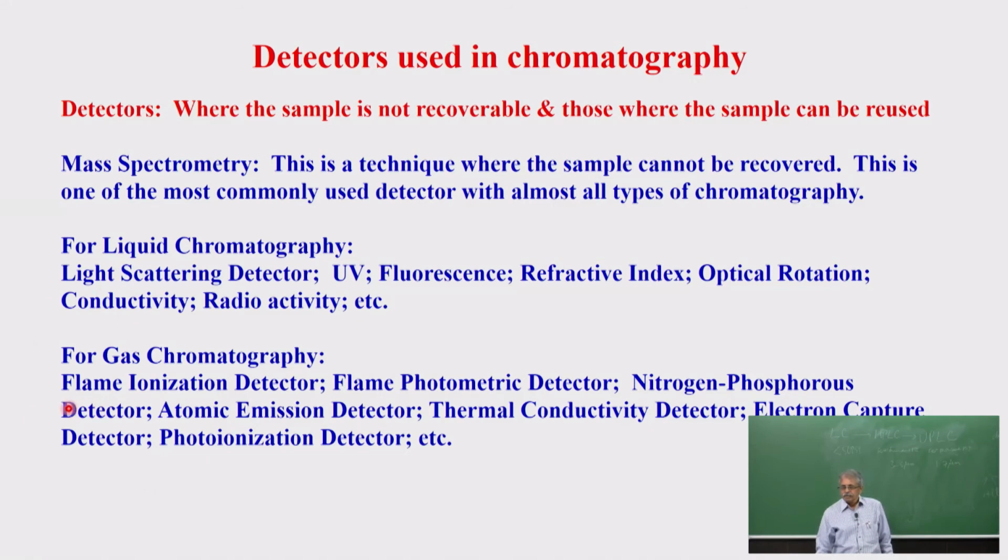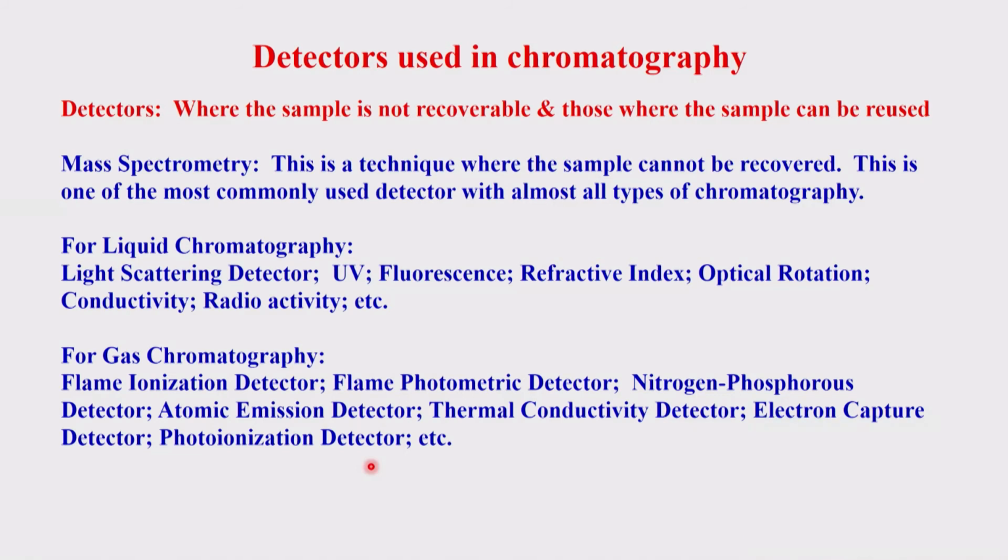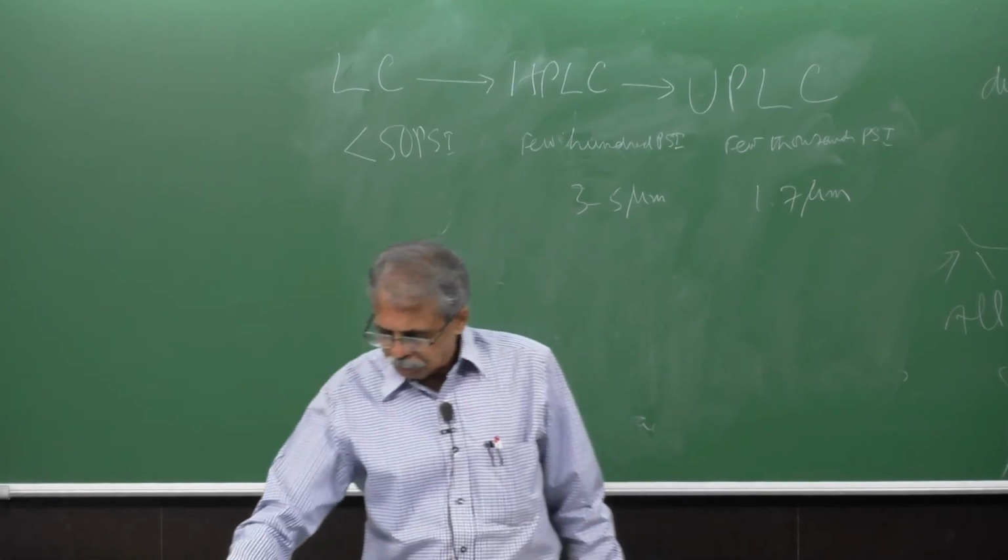Gas chromatography detectors include the flame ionization detector, flame photometric detector, nitrogen phosphorus detector, atomic emission, thermal conductivity detector, electron capture detector, and photoionization. A variety of detectors are used, but all of these techniques are also used along with mass spectrometry.